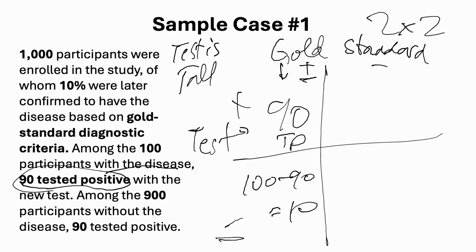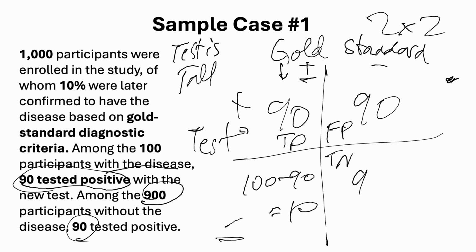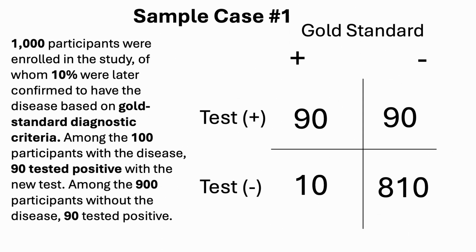Moving on, now we'll do this top right-hand spot. So these will be patients who were negative by the gold standard, so that's 900 people, but were marked as positive by the test. So that was 90. These are our false positives. And then we will have our true negatives here, which will be 900 minus 90 equals 810. So let's see how we did. 90, 90, 10, 810. So we nailed it. Very good work, everyone. Let's keep moving on.